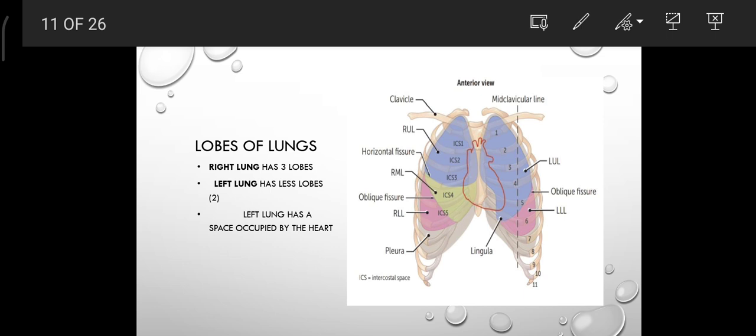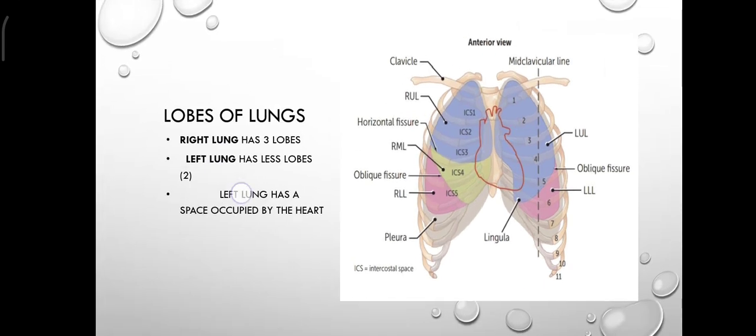Now we will discuss about the lobes of the lungs. As you can see in the diagram, there are 3 lobes in the right lung and 2 lobes in the left lung.